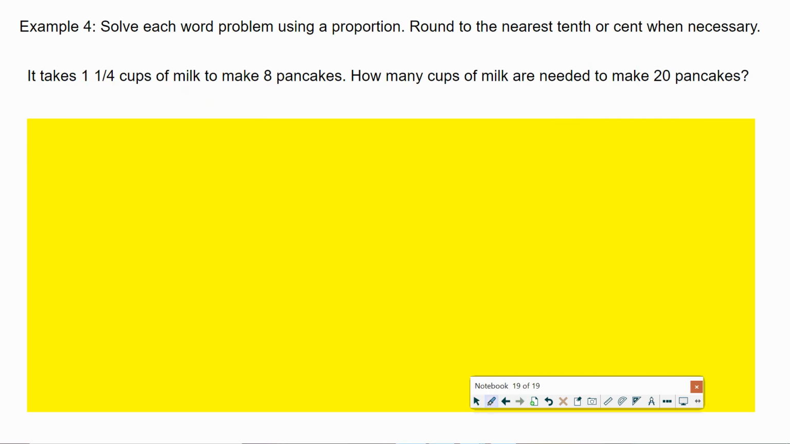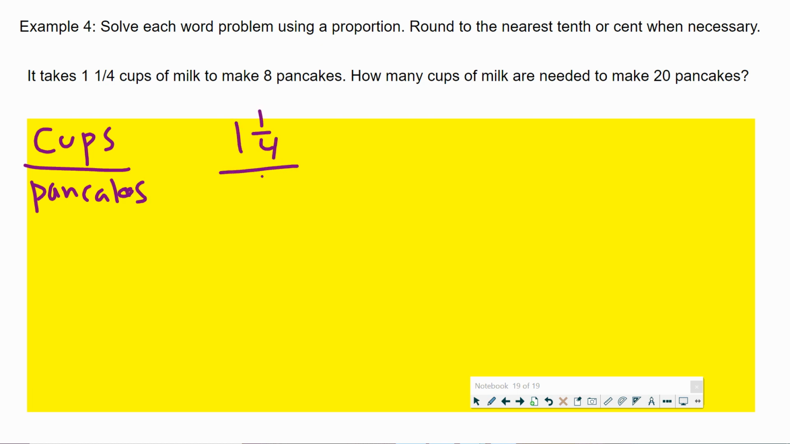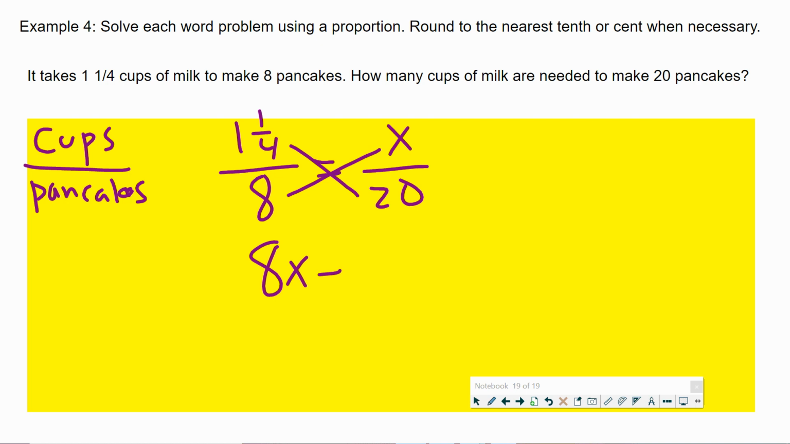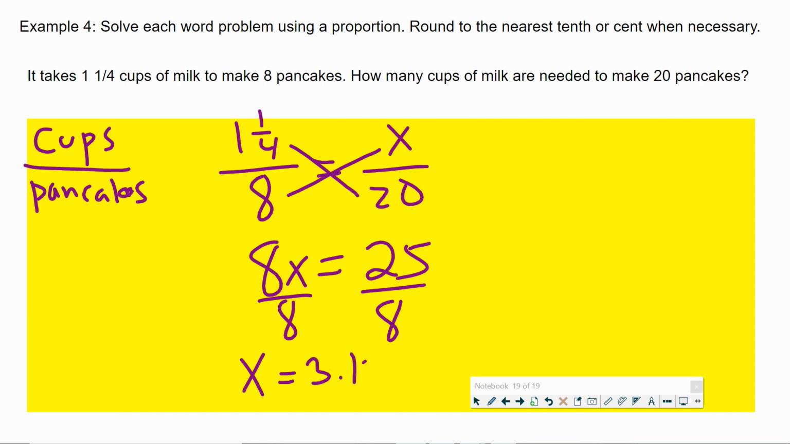Okay, next example. It takes 1 1/4 cups of milk to make 8 pancakes. How many cups of milk are needed to make 20 pancakes? So I'm going to say cups to pancakes. So 1 1/4 over 8 equals x over 20. Cross multiply, I get 8x equals 25. Divide both sides by 8. So I get x equals 3.125.